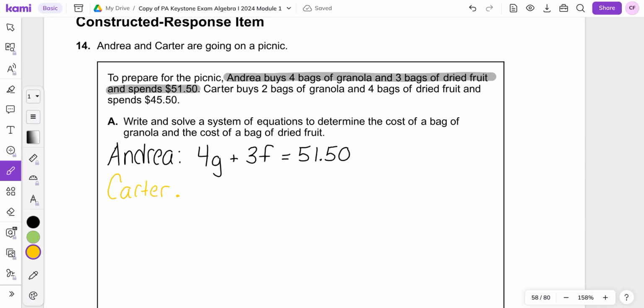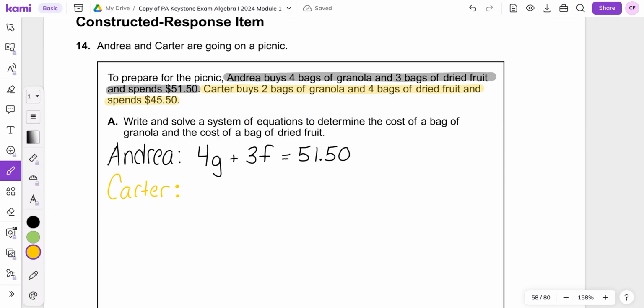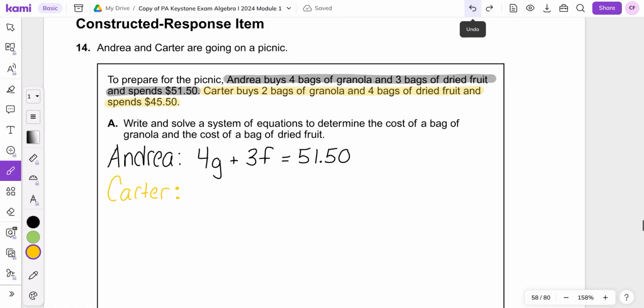The second person in the problem was Carter. And the information that we know about Carter is the following. Carter buys 2 bags of granola, 4 bags of dried fruit, and spent $45.50. So Carter's equation is going to be 2G plus 4F equals $45.50.